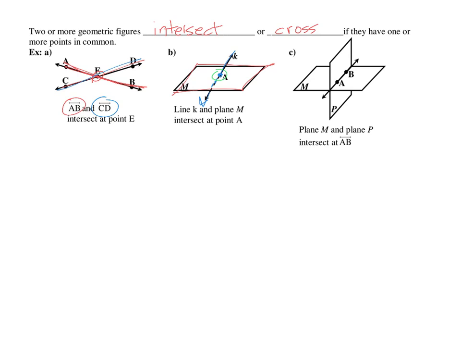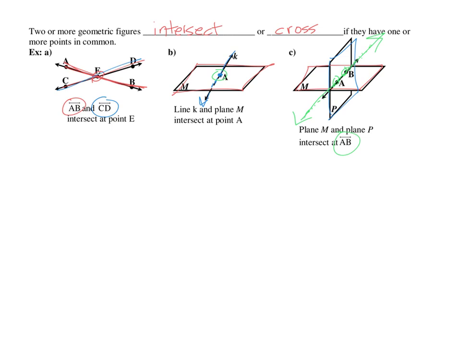Now we have plane M and plane P intersect at AB. So you have this horizontal plane, and then you have this vertical plane, and they're intersecting at every one of these points here. Every one of these points just keeps going on forever and forever to infinity. But all these points together make a what? They make a line. And the 2 points on that line are A and B, so we could call it line AB.